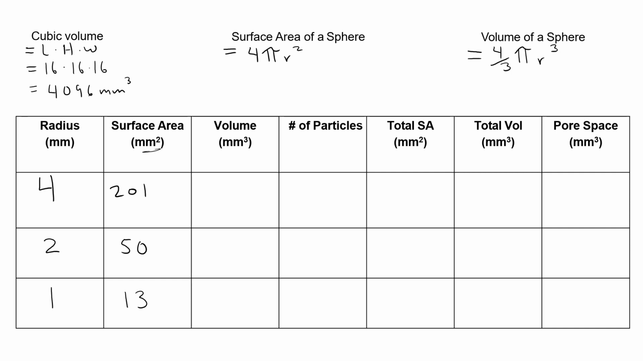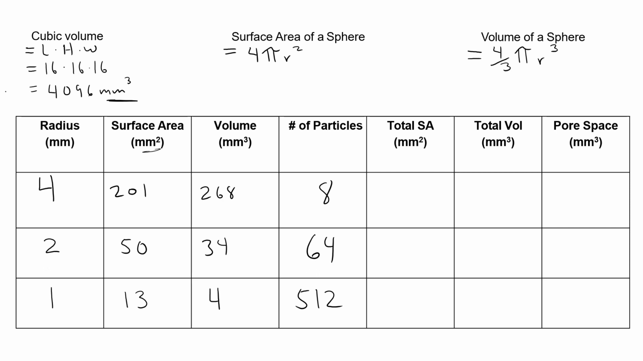So therefore, for each individual particle, we get 268 millimeters cubed for the large particles, 34 millimeters cubed for the medium-sized particles, and 4 millimeters cubed for the small ones. And then we have the number of particles. As we saw, we calculated we had 8 particles here. If the particles are 4 millimeters in diameter, in this cubic volume we would have 64 of those. And for the small particles, 2 millimeters in diameter, we had 512 of those.